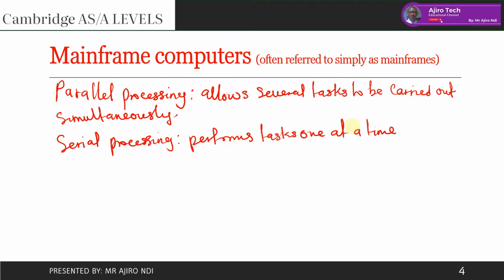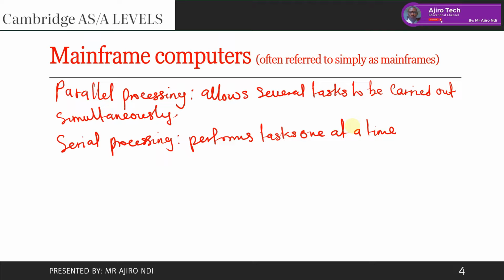When we talk about parallel processing here, this is because most PCs and laptops used to have a single processor, and now they have multiple cores. So parallel processing allows several tasks to be carried out simultaneously. Serial processing performs one task at a time. That's why you see that most PCs are parallel processing. So this is very, very important.